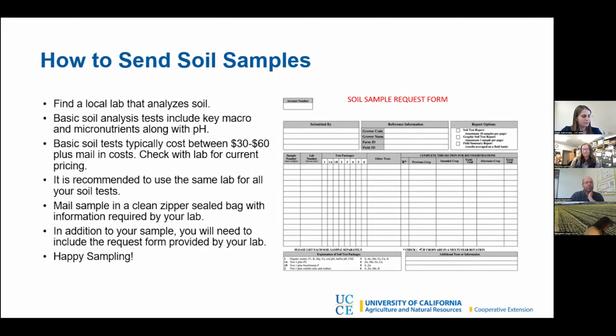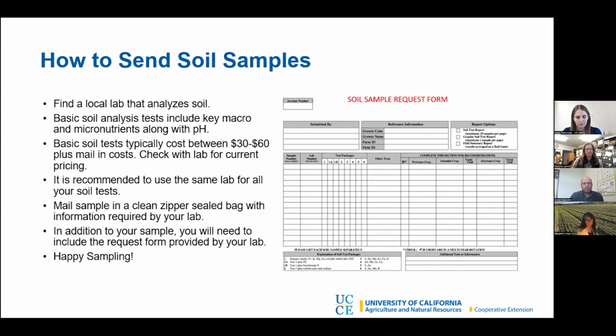For general soil fertility testing, we recommend choosing a soil lab's basic analysis. This typically includes key macro and micronutrients along with pH. You can add other nutrients to your analysis, but don't pay for extra tests unless you have a good reason to analyze additional nutrients. Basic soil tests typically cost between $30 to $60 plus mailing costs.